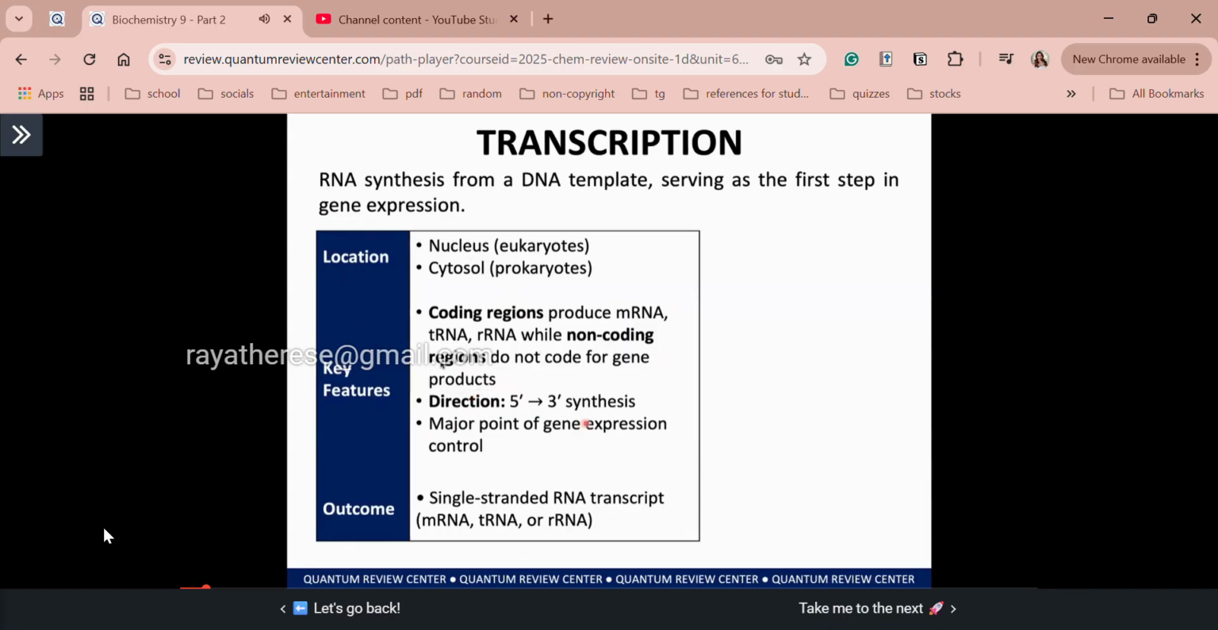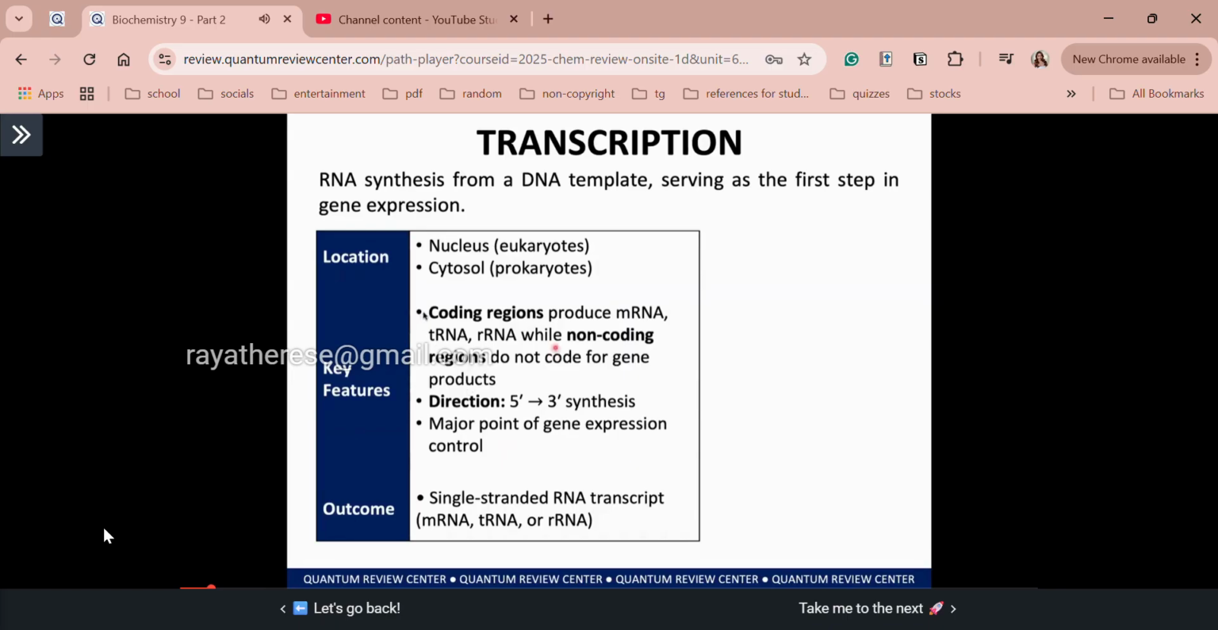And here, similar to the directionality of replication and the structure of DNA, the direction of synthesis is always 5' to 3'. And class, very important to remember, the transcription process is actually the major point of gene expression control. So class, that's synonymous with the committed step in gene expression.